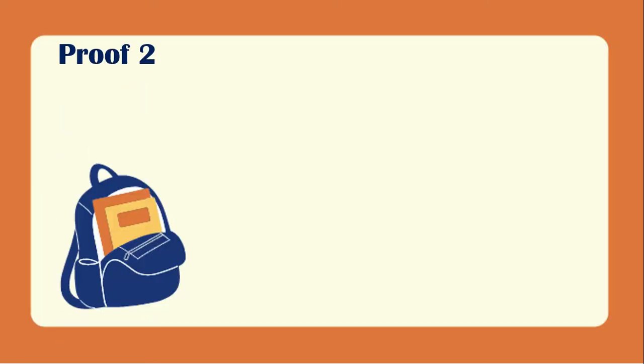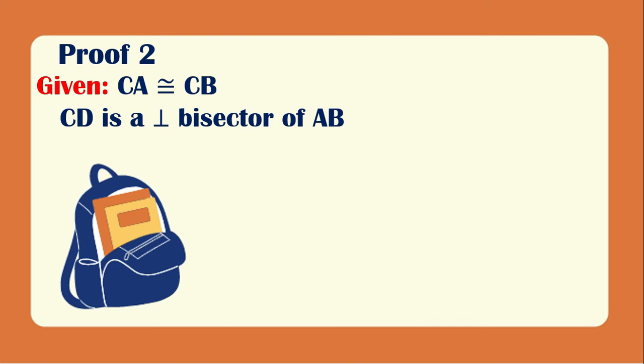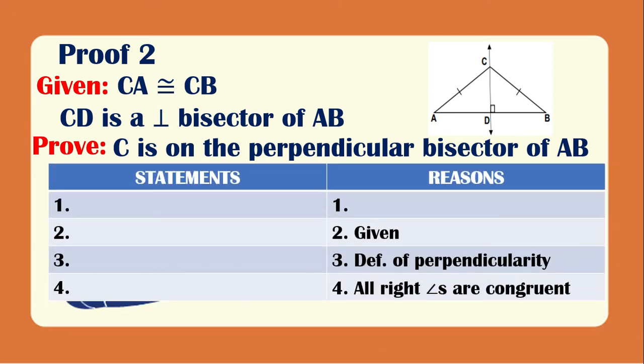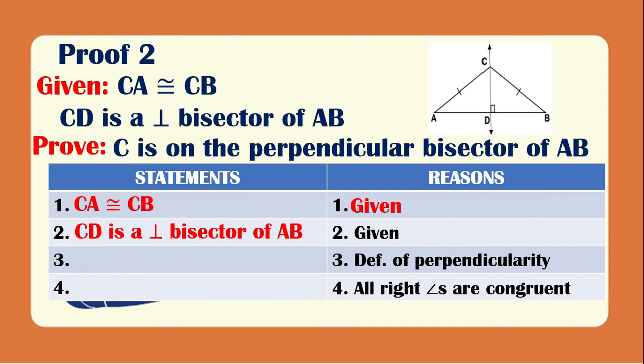Let's have proof number 2. Given CA is congruent to CB and CD is a perpendicular bisector of AB. This is the illustration. And then we need to prove that C is on the perpendicular bisector of AB. We need to prove that the point C is located at the perpendicular bisector. Let's have the two-column proof. The first statement will be CA is congruent to CB, and then the reason will be given. For the second reason, we also have the given. What is our statement? It is CD is a perpendicular bisector of AB.